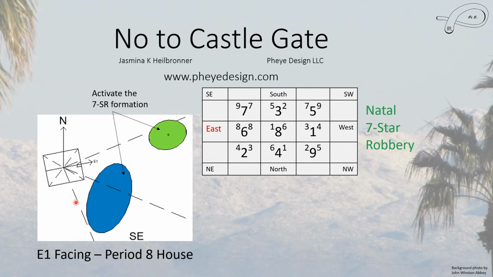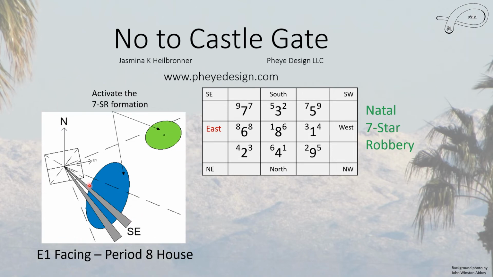However, without even checking, because there's so much water here, I know the castle gate is going to be activated as long as the water can be seen. And this is not good. These happen to be the two narrow sectors that will activate the castle gate for this particular house. And that will change this chart. And, spoiler alert, it does destroy the 7-star robbery.